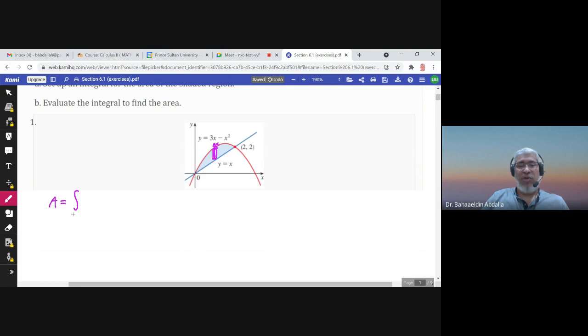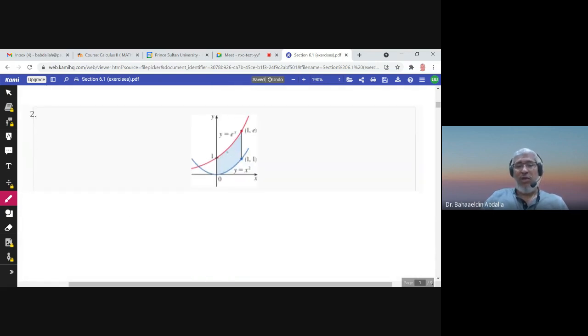The area between the two curves would be given by this equation, the integral from a to b of f of x minus g of x dx, where the graph of f is above the graph of g, which is always the case here. So f of x in this case is 3x minus x squared, minus g of x, which is x, dx, and x is from 0 to 2.